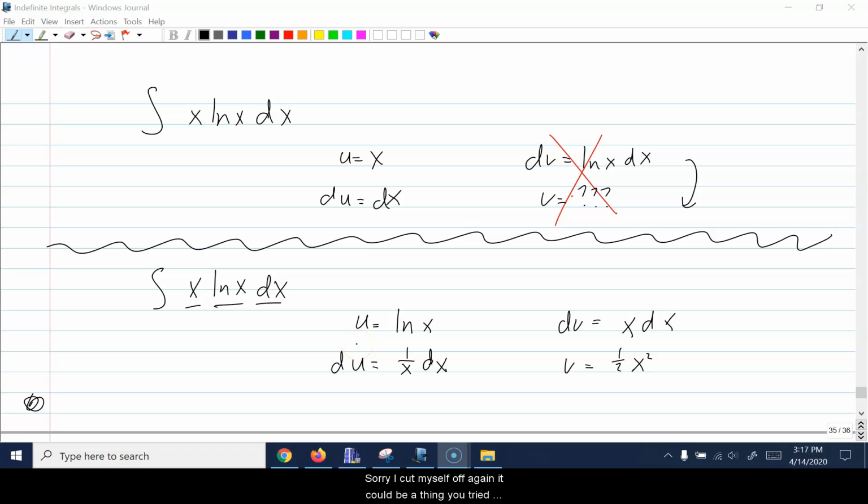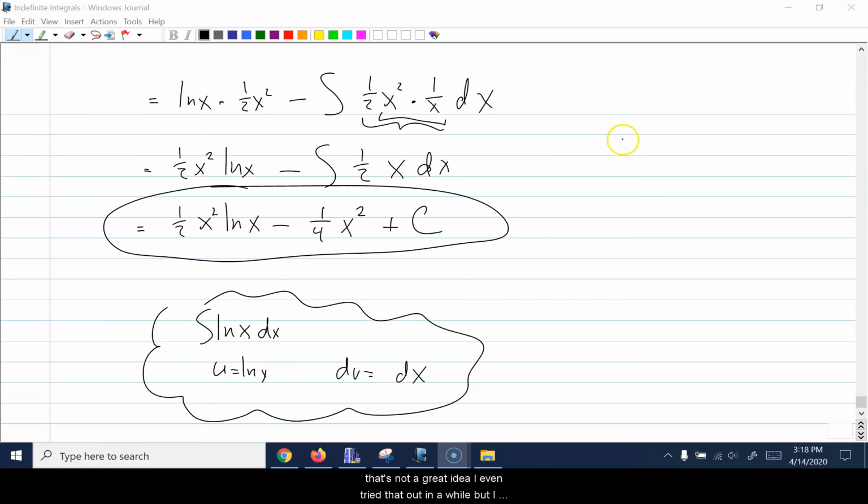Sorry, I cut myself off again. It could be a thing you tried here. You can do that little integral by parts. Probably that's not a great idea. I haven't tried that out in a while, but I don't think that goes anywhere. Just do the one big parts.